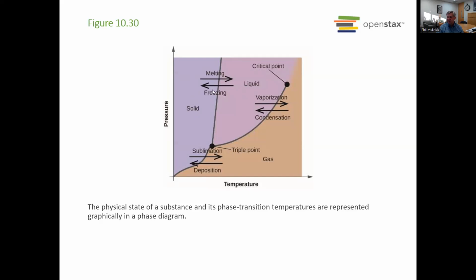If we continue to increase the temperature, then the liquid turns into a gas. That's vaporization, or if it condenses back, gas to a liquid, that's condensation. Now, if you look at the very bottom part of the graph, at very low pressure, we're a solid, it can go straight from the solid into a gas, which is called sublimation.